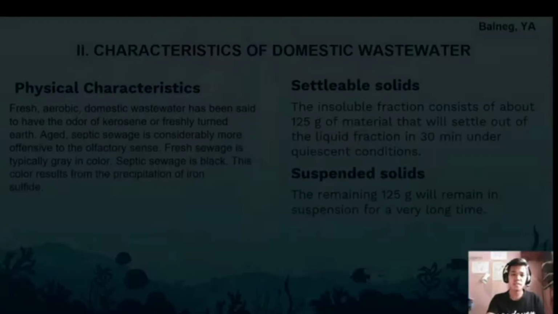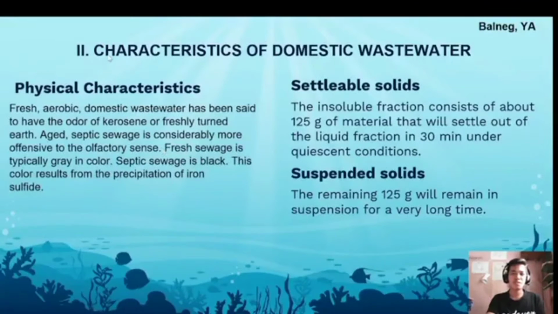Okay, so the characteristics of domestic wastewater. First, what is domestic wastewater? Domestic wastewater is the wastewater that comes from our households. This comes from our laundry, our bathrooms, our kitchens, anything that uses water in the vicinity of our households. That's why it's called domestic wastewater.